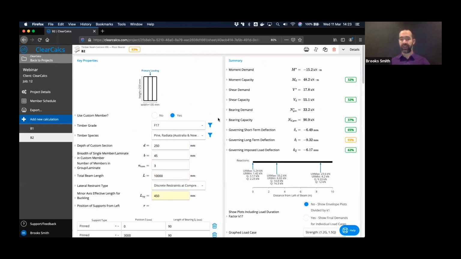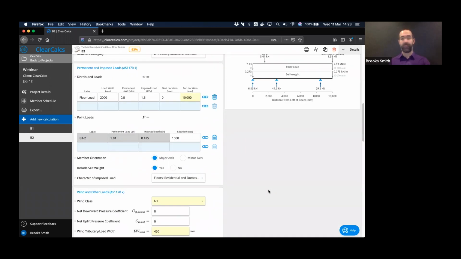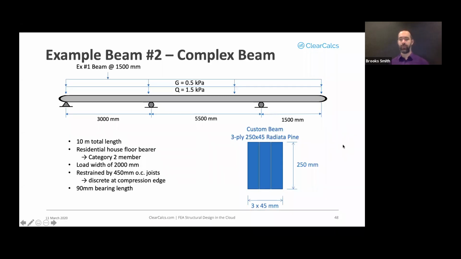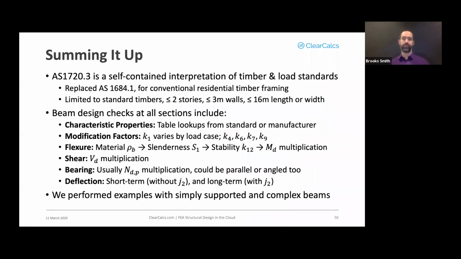That's our more complex example. And you can follow through with that. We will be making the PDF of these examples available as well when we distribute the video and slides for this webinar. So going back to our presentation now, let's conclude and take any final questions.